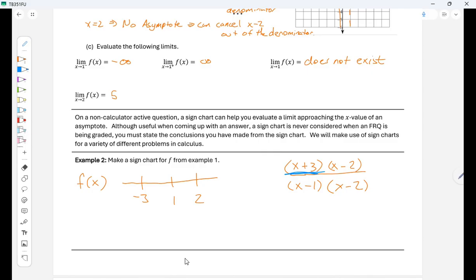So as long as you're an x plus or an x minus, that thing's contribution to the sign chart should be negative before you hit the number and then positive after it. So that x plus 3 is negative before -3 and positive after it.